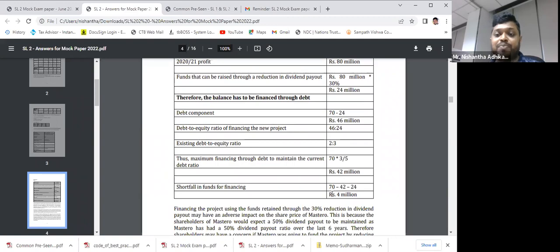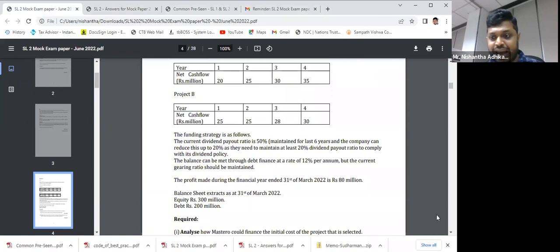Then there's a gap of 4 million. Okay, 4 million deficit is there. Then are you going to raise equity capital? Is it sufficient to call equity capital 4 million? It is not. Then you can suggest different alternatives, and you have to explain what are the repercussions, right?